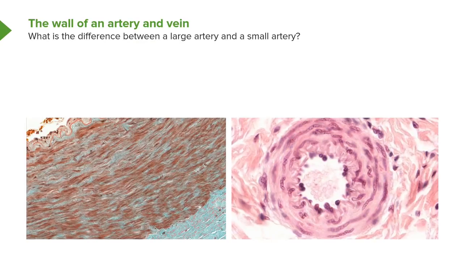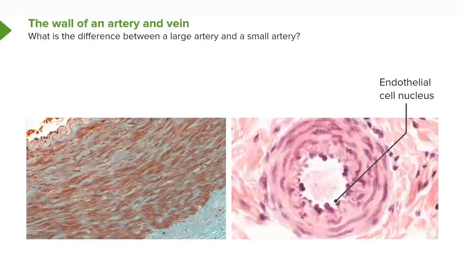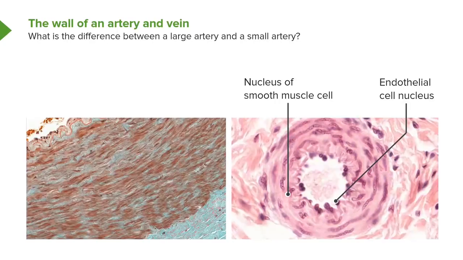Here on the right-hand side, the small artery has an endothelial lining. You can see the nuclei of the endothelial cells. Remember, endothelium is the internal lining right throughout the cardiovascular system. It's a very thin epithelial lining, simple squamous epithelium, but we call it endothelium, or we call the individual cells endothelial cells. Smooth muscle is also in the tunica media, and there's only perhaps four or five layers of smooth muscle in the small artery.